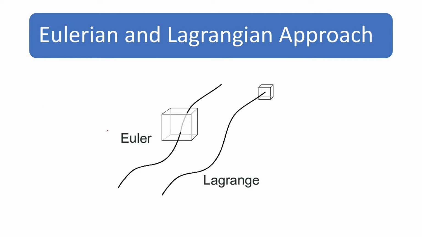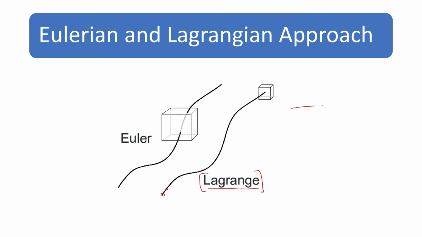Now let us see what is Eulerian and Lagrangian approach. In Lagrangian approach, what we are doing is we are tracking all the individual fluid particles. You can see that we are tracking the fluid particles all along its path. It's just like tracking each and every car on a road. That is the Lagrangian approach.